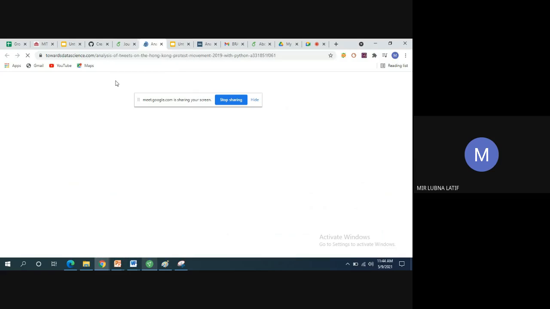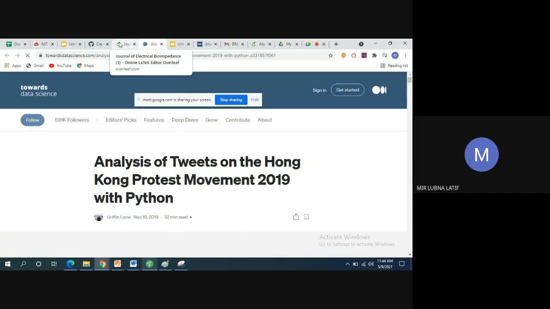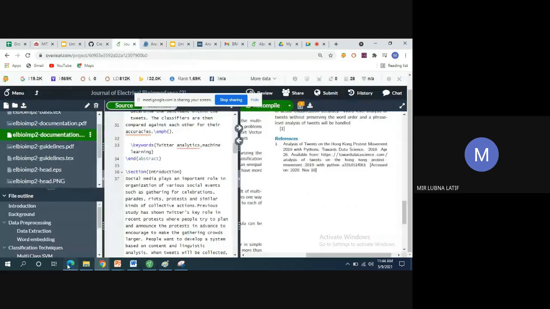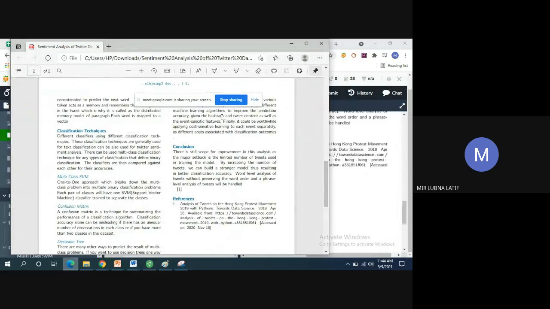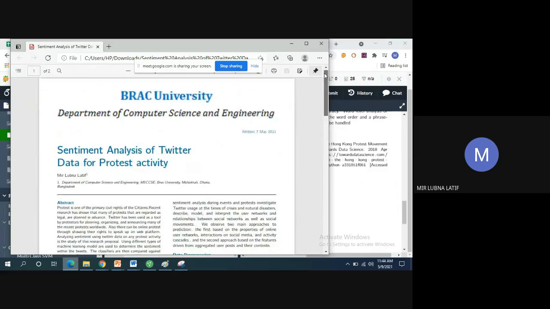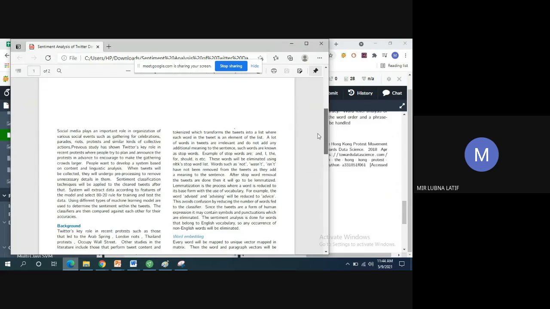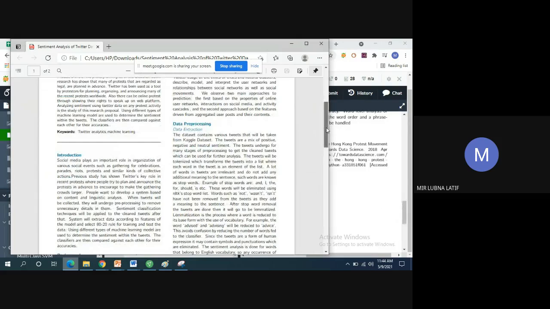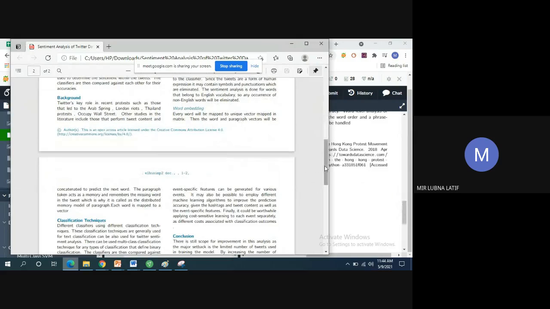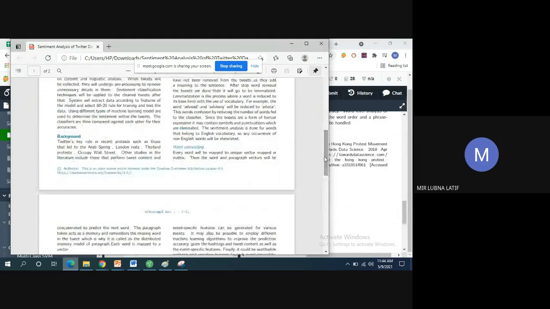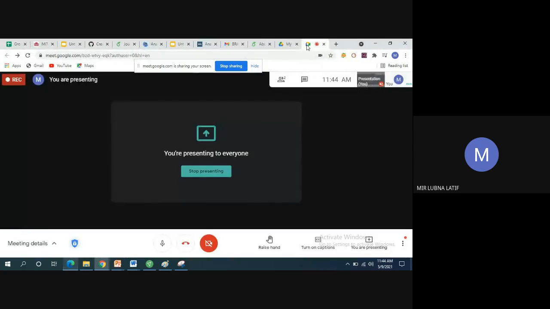After clicking on this, we can find the references, and also here you can see the PDF format of my paper or project proposal, which is sentiment analysis of Twitter data. I am still working on it. I have written about data extraction errors, and I have told about the classification and other things in the presentation. I will try to complete the project.